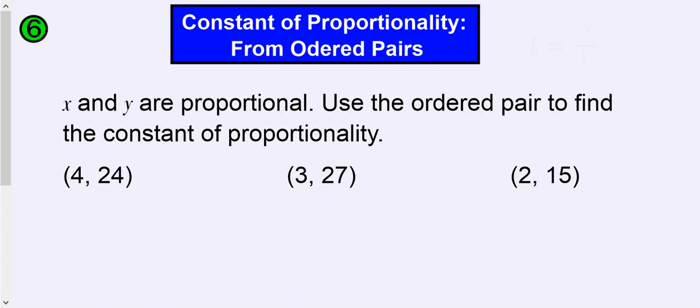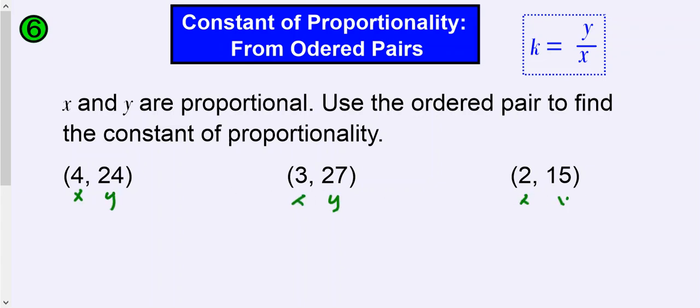Alright, constant of proportionality from ordered pairs. It tells us that x and y are proportional, and we want to use the ordered pair to find the constant of proportionality. Remember that the constant of proportionality, or k, is equal to y divided by x. So remember, in these ordered pairs, we always have the x value, and then we have the y value. So we have x, y, x, y, x, and y. And we're going to divide the y value by the x value.